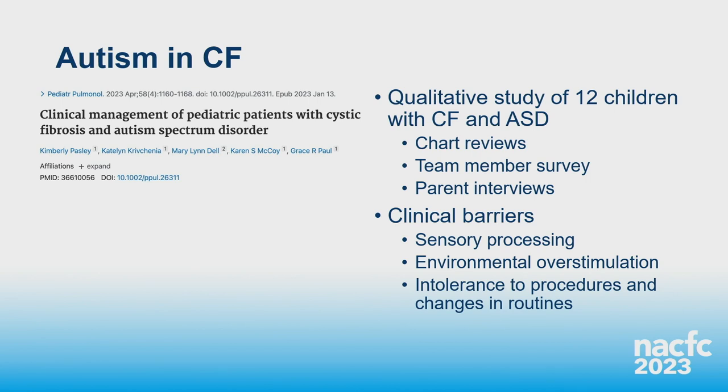I did not do a formal literature search, but to my knowledge, there is one paper on autism and cystic fibrosis, which was recently published. As you might imagine, as editor-in-chief of this journal, I was very interested when I got this paper, but I did not buy it. It was not a biased review. It was a well-done paper, a small series from Nationwide Children's Hospital. They very nicely laid out some of the clinical barriers for people with CF and autism: sensory processing, environmental overstimulation, intolerance to procedures and changes in routine.